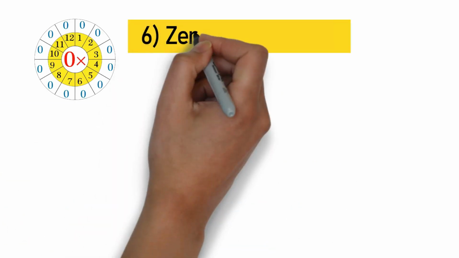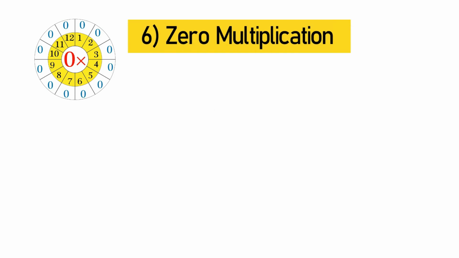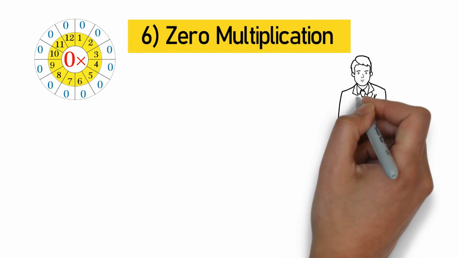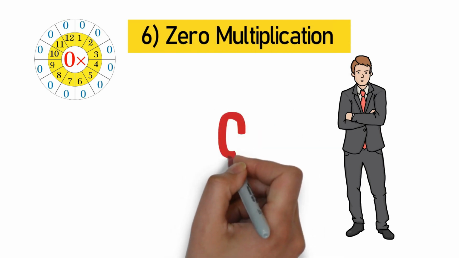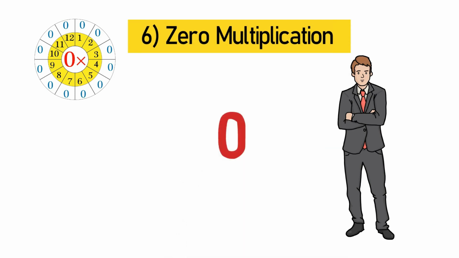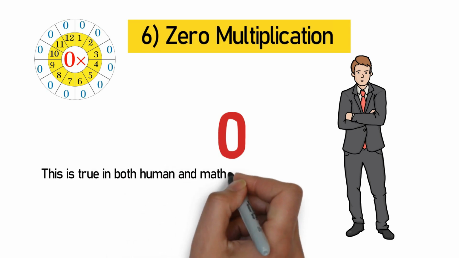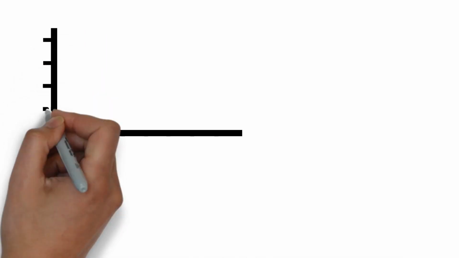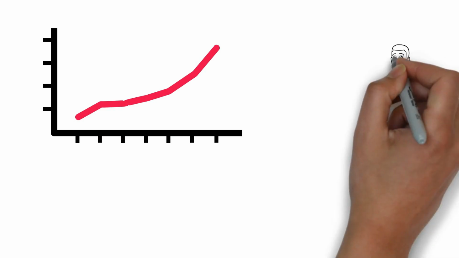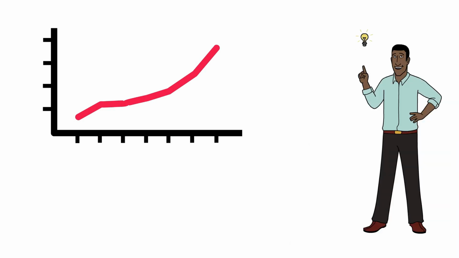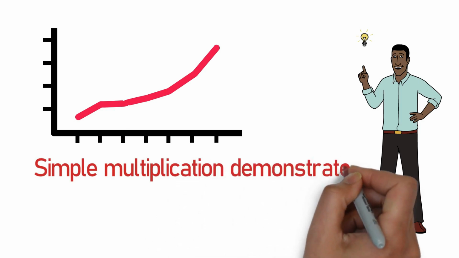Number 6, zero multiplication. Any reasonably educated person understands that any number multiplied by 0, regardless of its size, remains 0. This is true in both human and mathematical systems. Fixing the 0 has a much greater effect than trying to enlarge other areas, as simple multiplication demonstrates.